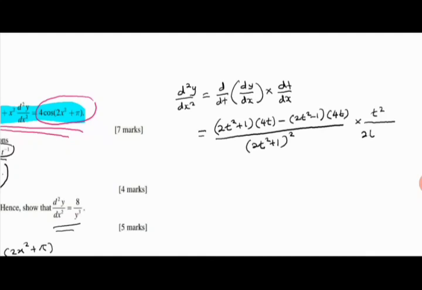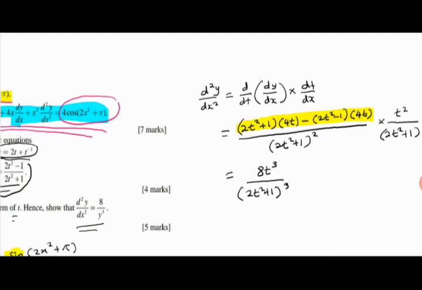But don't forget to multiply with our dt/dx. Our dt/dx is t squared over 2t squared plus 1. And now let's simplify. When you simplify the numerator, you can expand everything, and you are going to get 8t cubed over (2t squared plus 1) to the power of 3. This is what we obtain after we simplify and multiply.